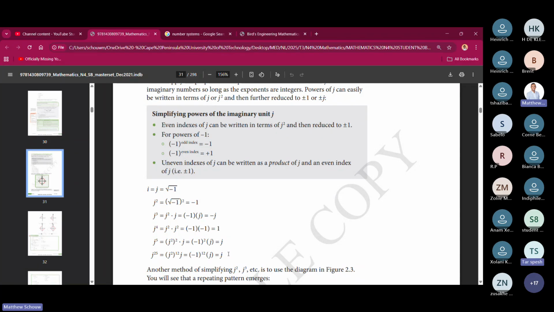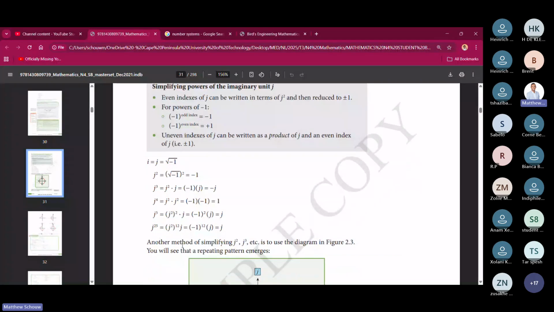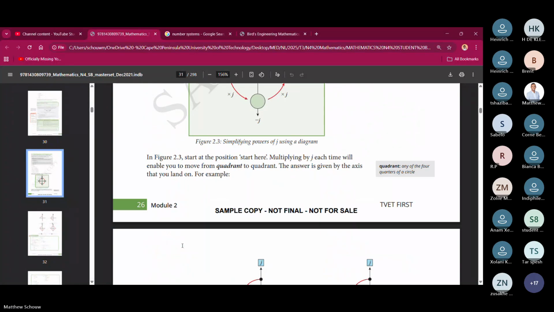So what I'm trying to show you here is that for powers of -1, having an odd index, you end up with a -1. If you have -1 with an even index, you have a +1. But the way I always remember, if I know what my J squared, J3, J4 are, to find higher numbers it's a lot easier. So I'm just quickly going to show you something here.